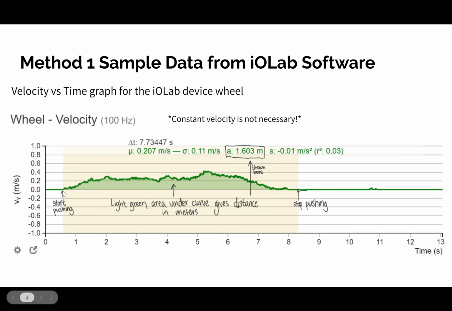You'll notice this is the place where I started pushing, this is the place where I stopped pushing, and I didn't use a constant velocity because it's not necessary. The software was able to actually calculate the area under this curve for me without requiring that I use any sort of constant velocity. The area under the curve, as you can see, is right here in this box. So I am 1.603 meters tall, according to this trial of this method.